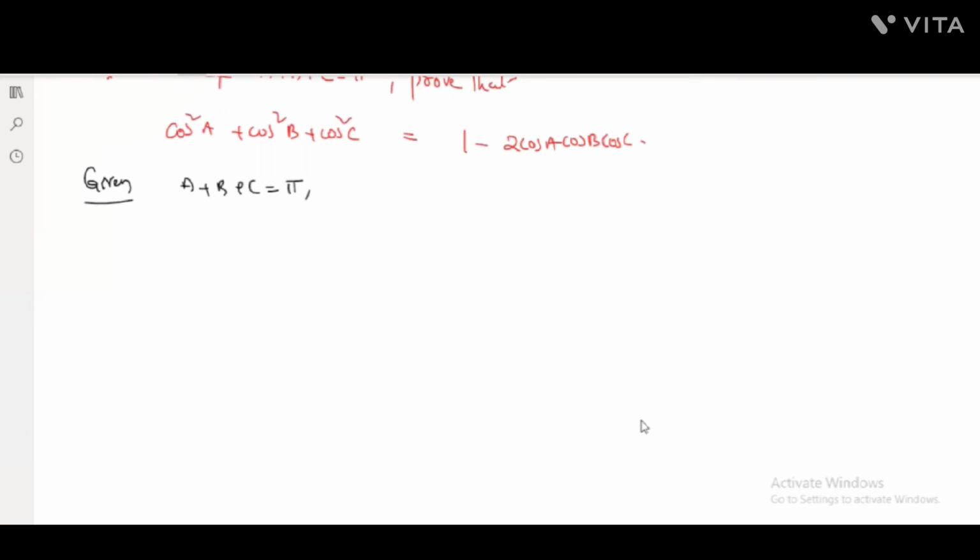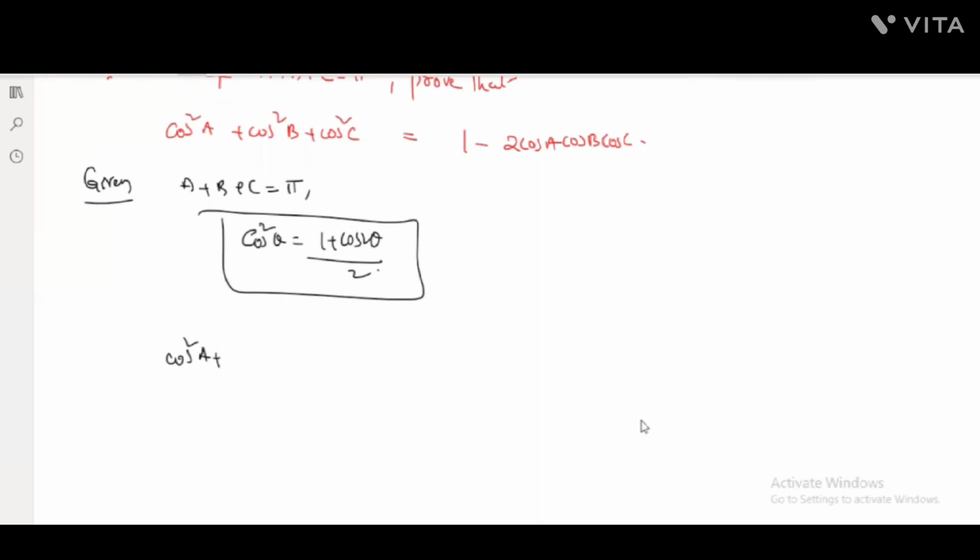So there is another way to solve. We have the formula cos square theta is equal to 1 plus cos 2 theta by 2. So according to this formula also, we can simplify this one. See, what they have given is cos square a plus cos square b plus cos square c in the LHS. So how can I write this one? 1 plus cos 2a by 2 plus 1 plus cos 2b by 2 plus 1 plus cos 2c by 2.